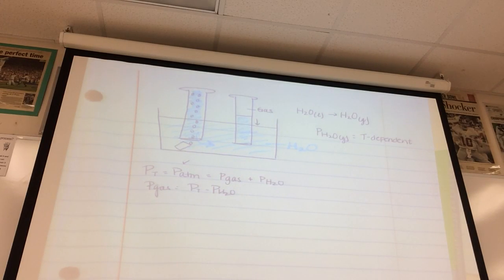So for example, I'll just pull the lab from last year, we actually did 2 labs involving this. Did you have to do PV equals nRT to find the pressure of water vapor? No, because it's provided. What it's going to look like is something like this.